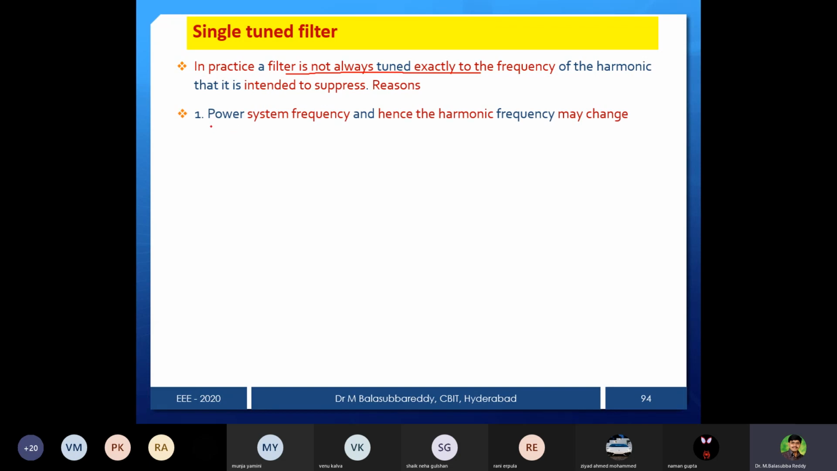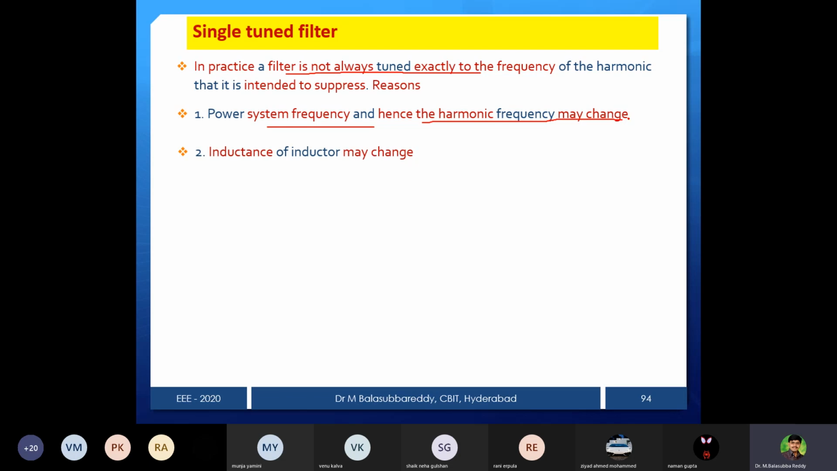One thing, as I mentioned, is that the power system frequency and harmonic frequency may change. For the harmonic frequency, we consider 50 into 3 for the third order, which is 150. But the 50 may not be there; let's consider 49, or 48. So 48 into 3. That is also one of the reasons. The power system frequency, and hence the harmonic frequency, may change. And another is that the inductance of the inductor may change. That is all about the source side harmonic frequency.